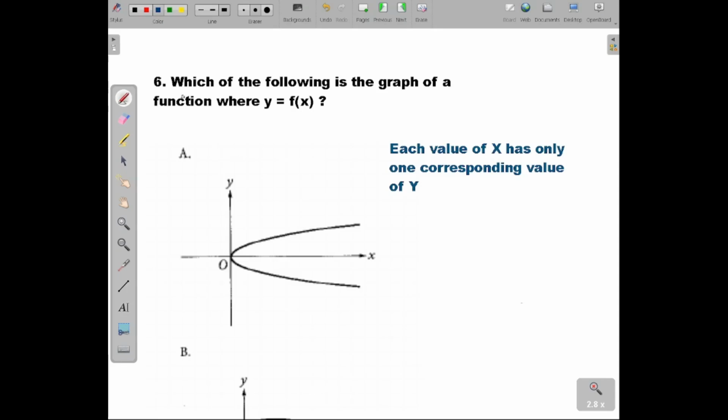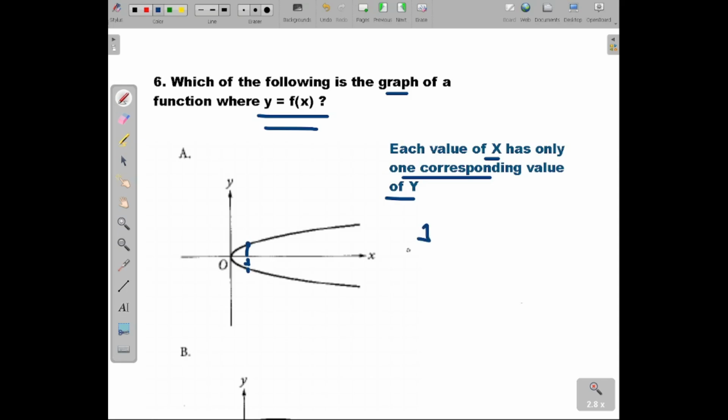Number 6. Which of the following is the graph of a function where y is equal to f of x? Y equal to f of x means that for every value of x, there has to be only one corresponding value of y. For example, on option A, we can see that for one value of x, let's say 1, we have 2 points for y.